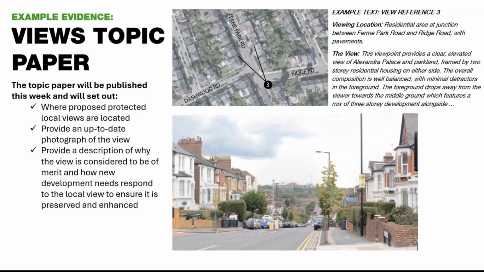Now, I didn't have enough space on this slide to give you the full copy of the description of the view for this example, view reference 3, which is at Firs Park Road, but it's just to give you a bit of a taste of what is included in this first phase topic paper that will be published this week. It just sets out where local views are proposed to be. It provides up-to-date photos of the view and an overall description of what is to be protected in that view.